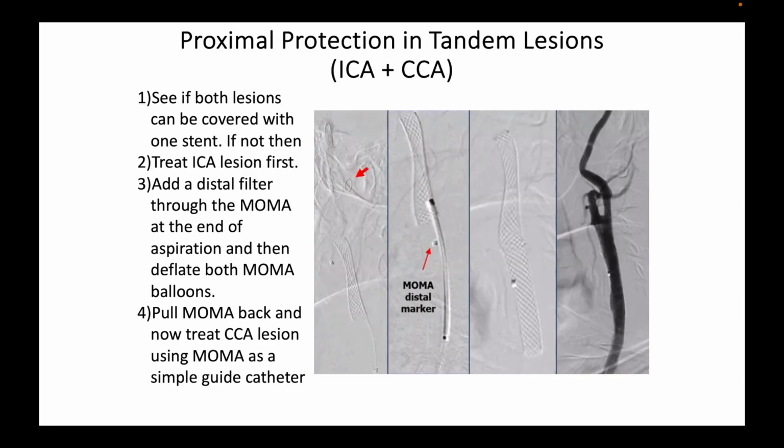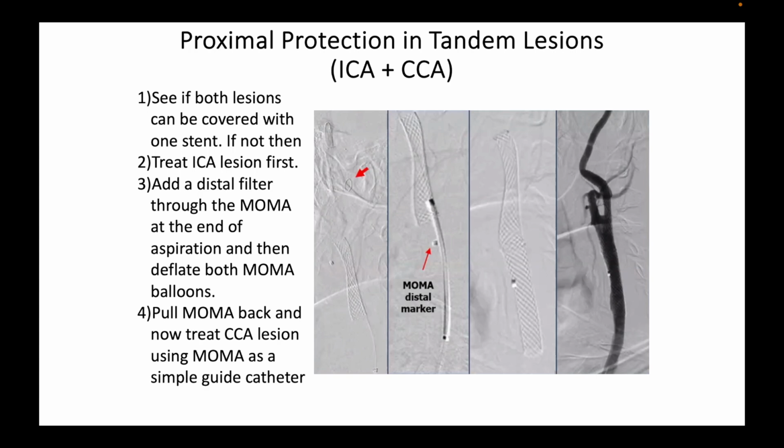If you have a tandem lesion, that is a lesion in the internal carotid artery and common carotid artery, and you're using a MoMA device for proximal protection, you need to stent the internal carotid artery first, and if the stent does not cover the common carotid artery disease, then you've got to take another stent. So now you'll have to deflate the balloon of the external carotid artery and the common carotid artery and pull your guide catheter MoMA device down into the common carotid, and now you'll have to use it as a normal guide catheter. Take a distal filter and put it in the internal carotid artery, and then take a second stent and cover the common carotid artery.